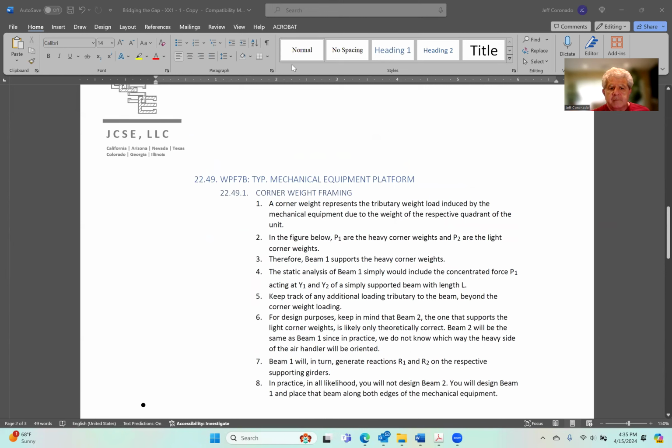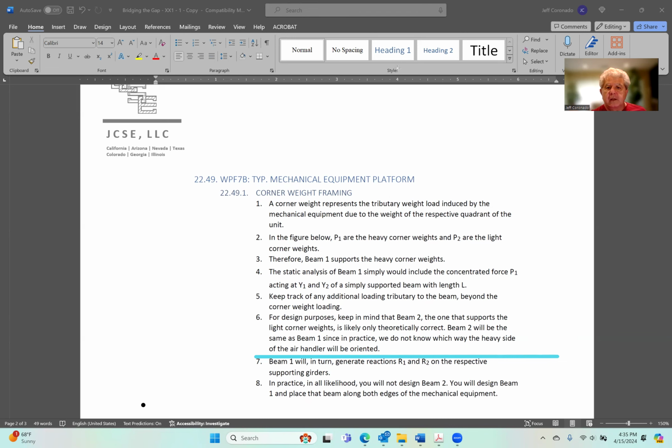If we go on to item 5, keep track of any additional loading tributary to the beam beyond the corner weights. Absolutely. Item 6. For design purposes, keep in mind that beam 2, the one that supports the light corner weights, is likely only theoretically correct. Beam 2 will be the same as beam 1, since in practice we do not know which way the heavy side of the air handler will be oriented.